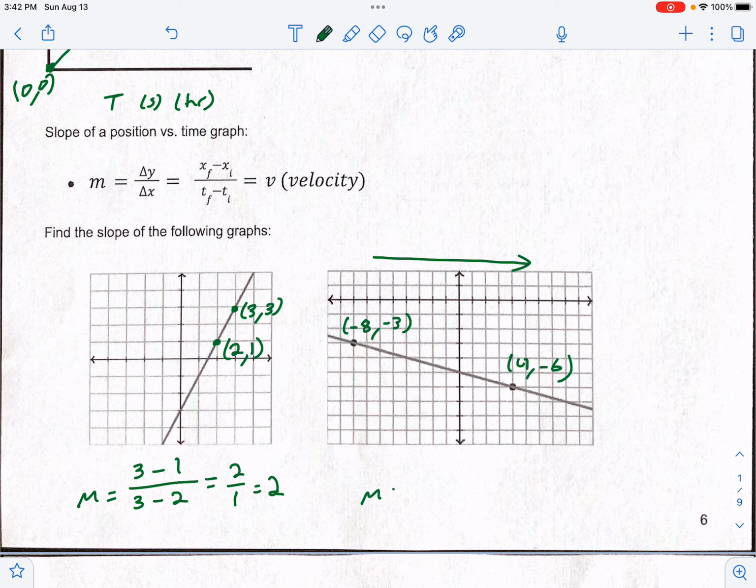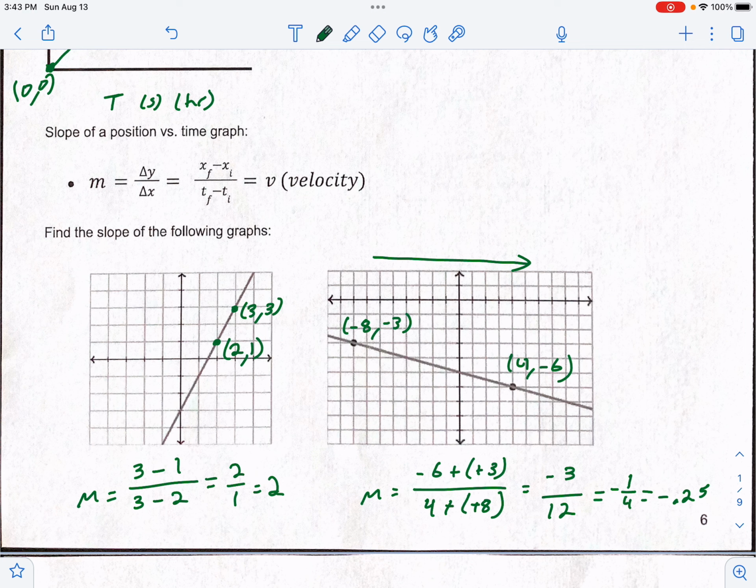So I'm going to do my slope, y2 minus y1. My y2 is -6, minus my y1, which is -3, over x2, which is 4, minus my x1, which is -8. Just be careful when you have minus a negative, that turns it into a positive. So it's -6 plus 3, which gives you -3, over 4 plus 8, which gives you 12. Now that would give me -1/4, but you're not going to use a fraction when you're telling me how fast something is going, so we're going to calculate that. That's going to be -0.25.